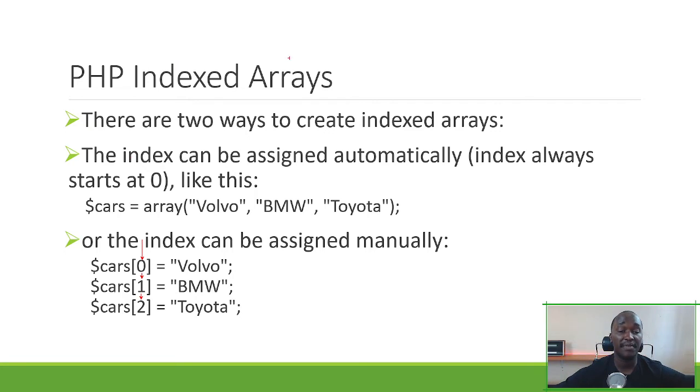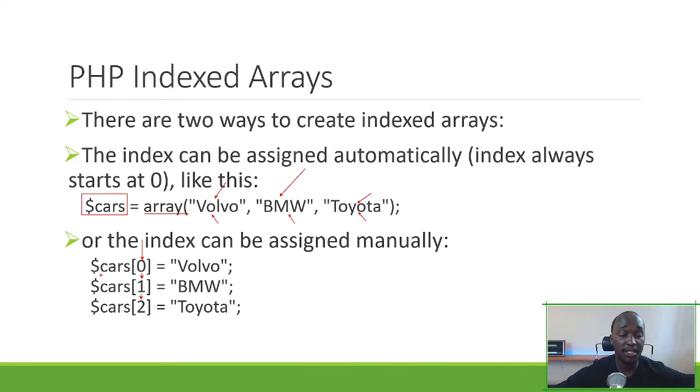Now, this is how we define an indexed array. We just create a variable called cars, then we say equals to array, the array function. Then we give it the cars separated by commas. So this is index 0, index 1, and index 2. Or key 0, key 1, and key 2.